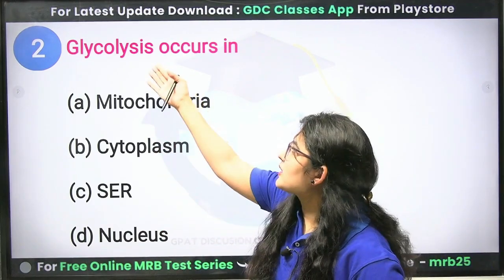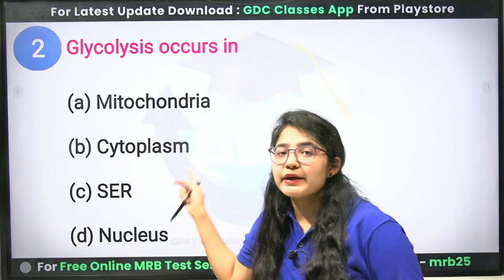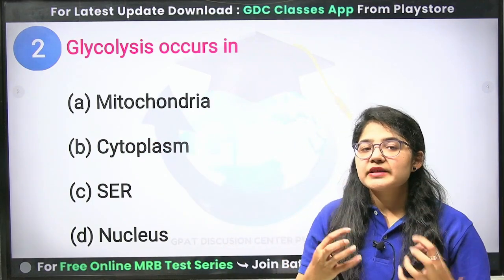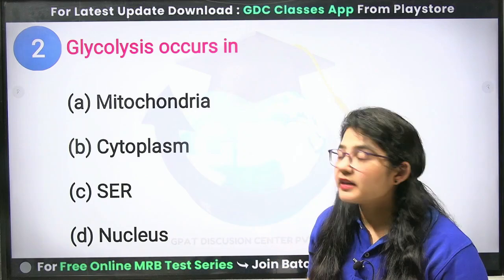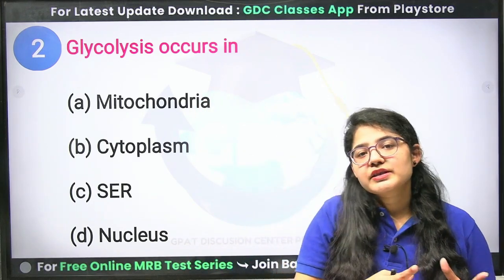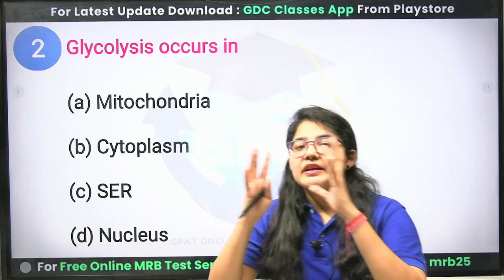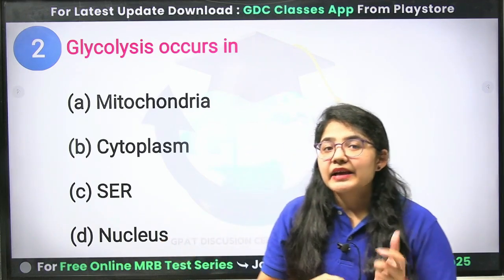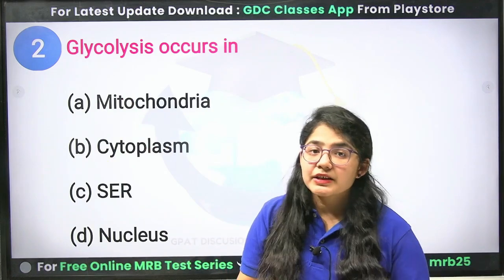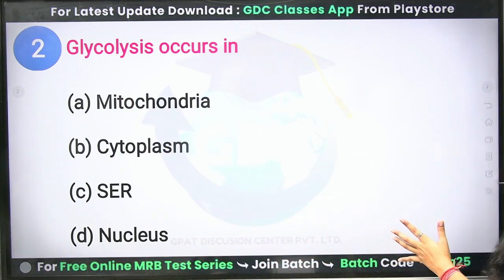So first of all, glycolysis occurs in your cytoplasm. That means the cytoplasm of a cell, the glycolysis cycle takes place over there. Next, the Krebs cycle. After the completion of glycolysis cycle, the Krebs cycle is started and the Krebs cycle takes place in the matrix of your mitochondria. Where? In the matrix of your mitochondria.